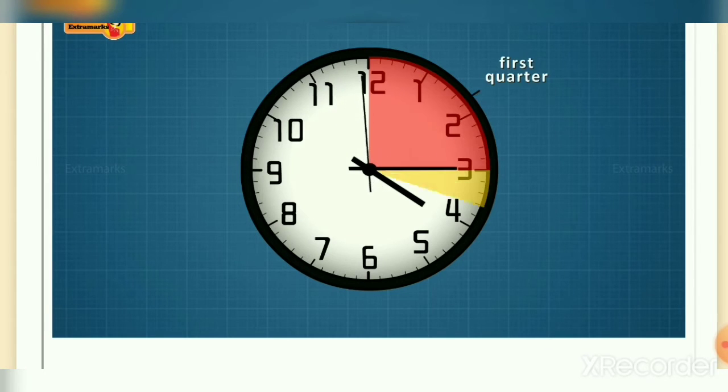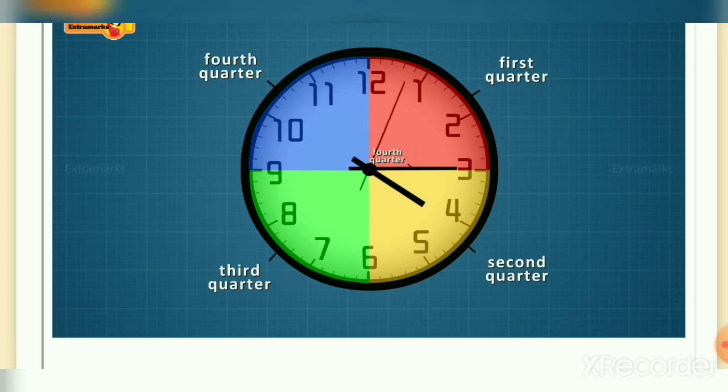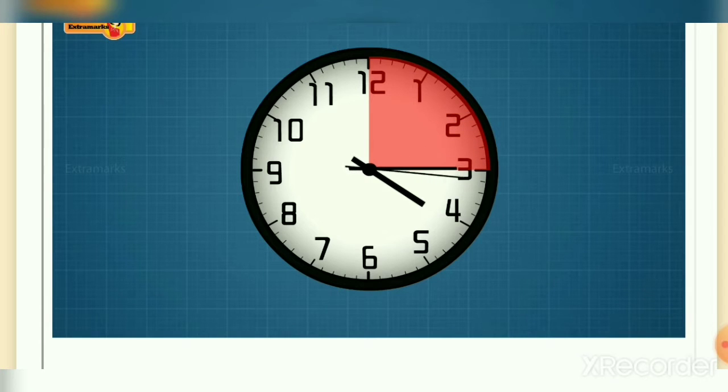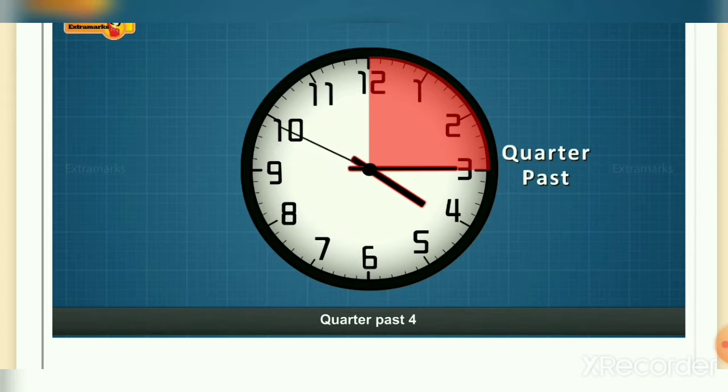A clock is divided into 4 parts. Each part is known as quarter. When the minute hand has reached the number 3, it means the first quarter is over. So we can say it is quarter past. Observe the clock now. Here the minute hand is at 3 and the hour hand has just passed 4. So the time is quarter past 4.